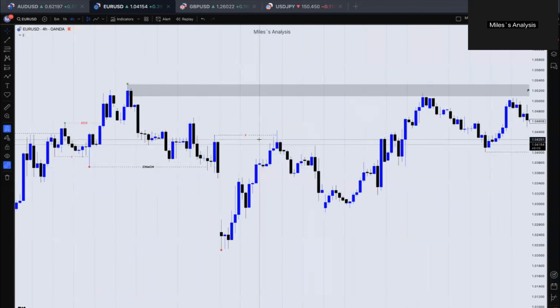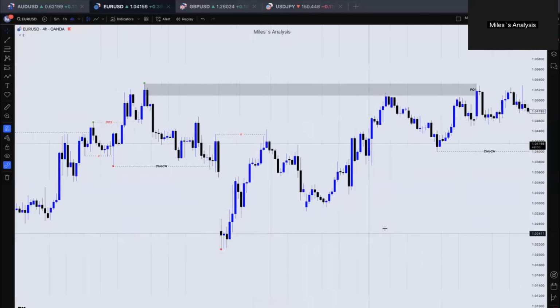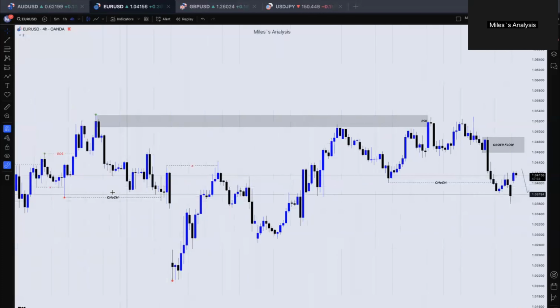Then after that, liquid inducement taken out, validating this point here. So everything inside this range is internal range, right? It's not the main structure, it's the internal structure or a complex pullback. But from this point to this point is our main dealing range.